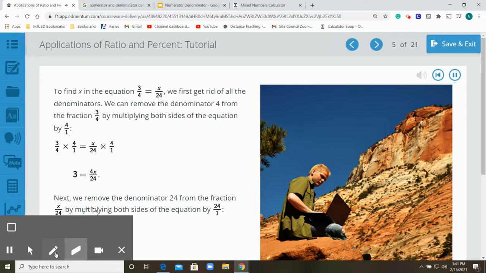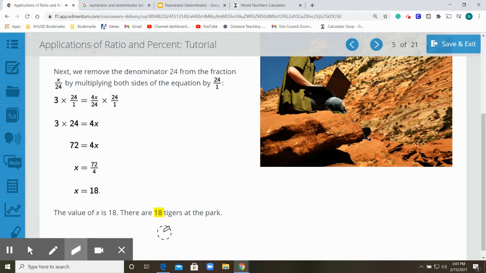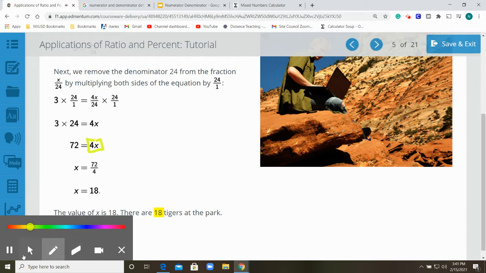Next, we remove the denominator 24 from the fraction X over 24 by multiplying both sides of the equation by 24 over 1. 3 times 24 over 1 equals 4X over 24 times 24 over 1. 3 times 24 equals 4X. 72 equals 4X. X equals 72 over 4. X equals 18. The value of X is 18. There are 18 tigers at the park.